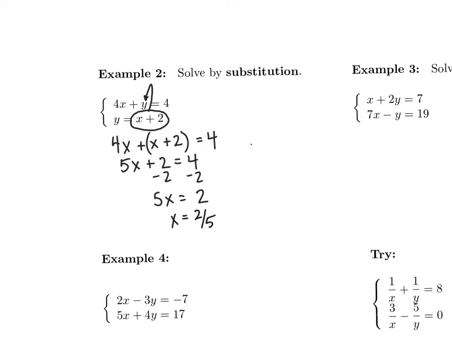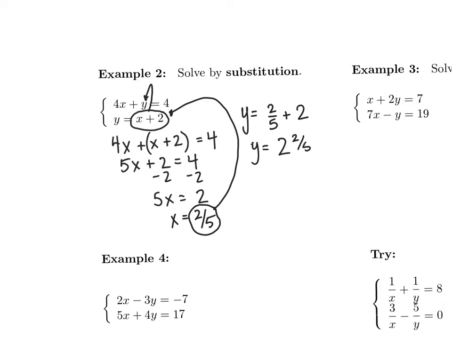And then what we do next is we take this 2/5 right here. The easiest place to sub it into would be into this equation here. And we need to solve for y. And 2/5 plus 2 is 2 2/5, or we can change it. 5 times 2 is 10, and then so it'd be 12/5. So the solution would be (2/5, 12/5). And then you should check your work.